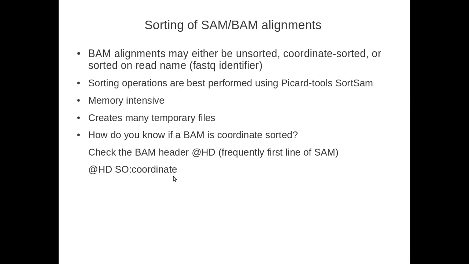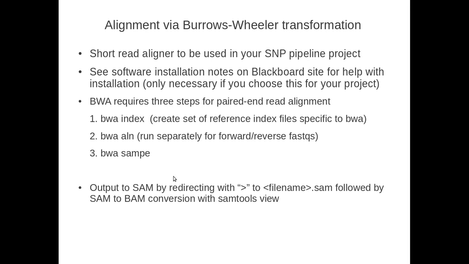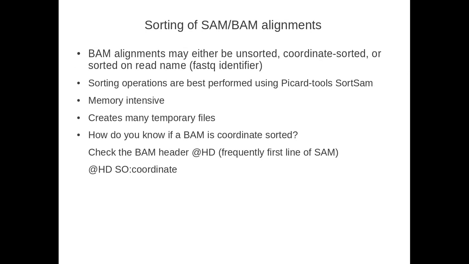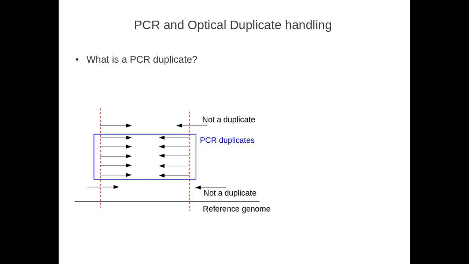All right, so we've talked now about the alignment protocol, that we need to fix mates after we do the alignment, and that we need to coordinate sort our BAM. And then the next thing we need to do is mark duplicates. Before telling you practically how you go about doing that, I thought I'd give you conceptually what a duplicate is and why it is a problem for SNP calling.